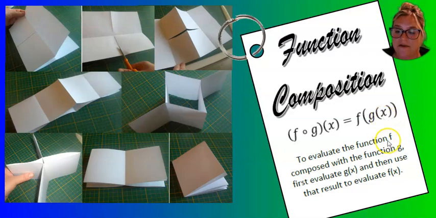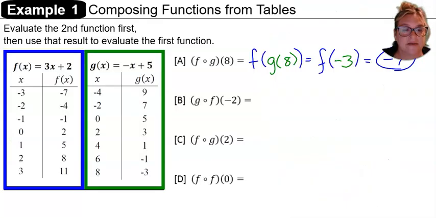To evaluate the function f composed with the function g, first you evaluate g of x, and then you substitute that result into f of x in place of x. So let's go ahead and look at some tables of ordered pairs. f of x is 3x plus 2. g of x is negative x plus 5.